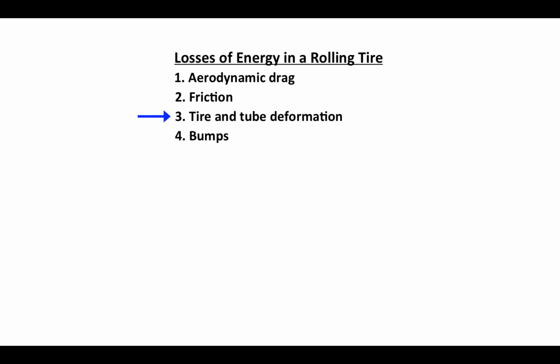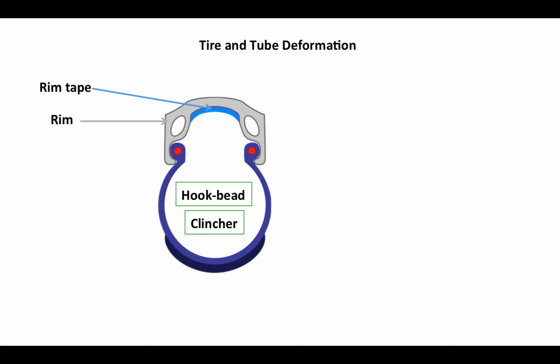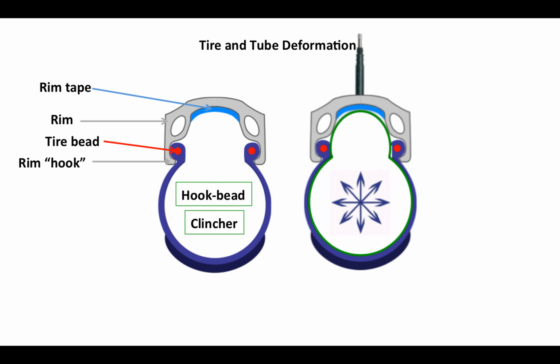Next is tire and tube deformation. Very quickly, here we see a tire and a tube. This is a hook bead system, and it's a clincher. There is the rim tape, the rim hook, the tire bead, and over here I have a rim that I've inserted a tube in, and I've inflated the tube.